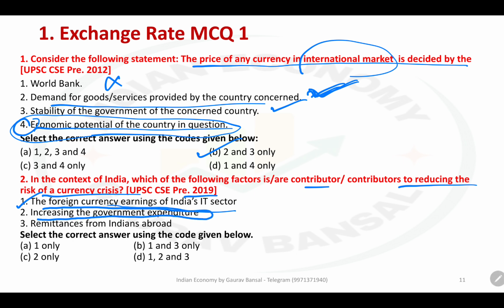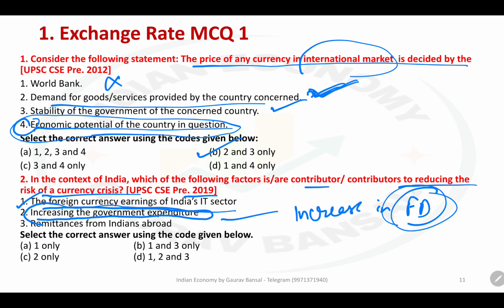Second, increasing the government expenditure. If we increase the government expenditure, actually this would lead to an increase in fiscal deficit. And when fiscal deficit increases, the stability of the government will fall down. And not just stability, its bond rating will also go down. It will be able to borrow only at a higher rate. So this is not going to reduce the currency risk. This will actually increase the currency risk. So when you want to control your currency risk, you basically try to cut the deficits, not increase them.